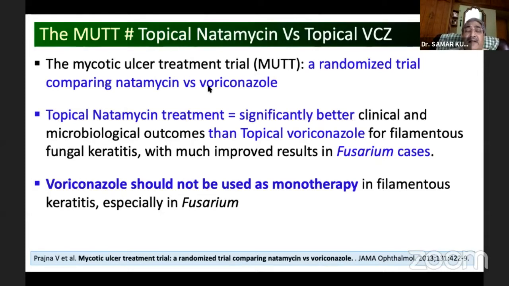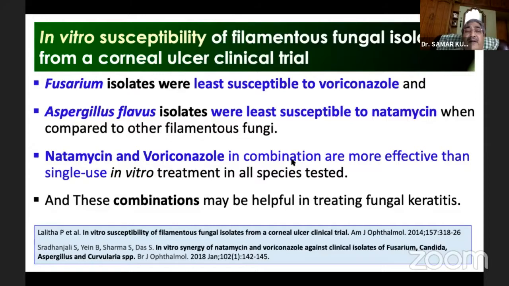The MUTT trial is a very breakthrough trial, and they have shown that voriconazole as a monotherapy is not very effective in filamentous keratitis, especially with Fusarium. They have also studied the in vitro susceptibility of different antifungals in different ways, and you have to actually use a wise combination. That way, natamycin or voriconazole, one Polyene group and one azole group, you have to use for better sensitivity against the organism.